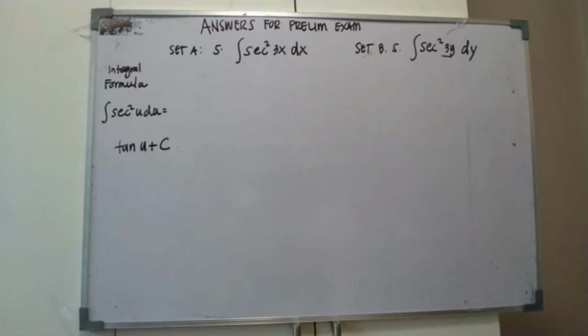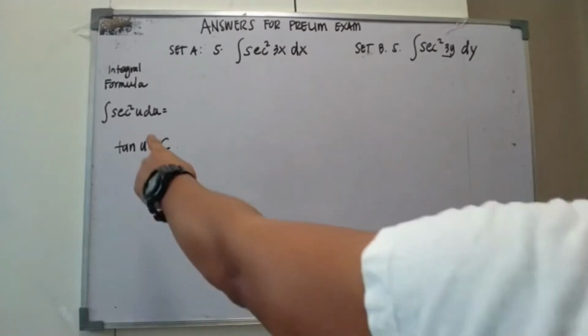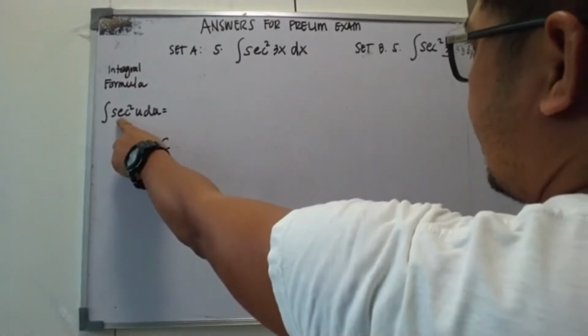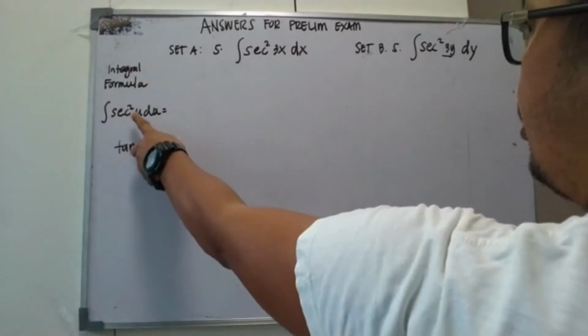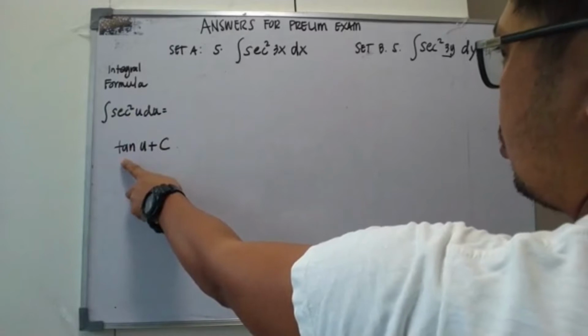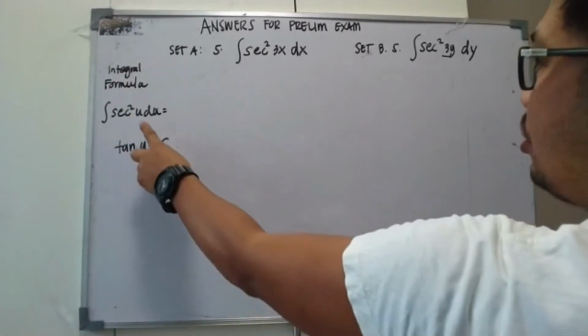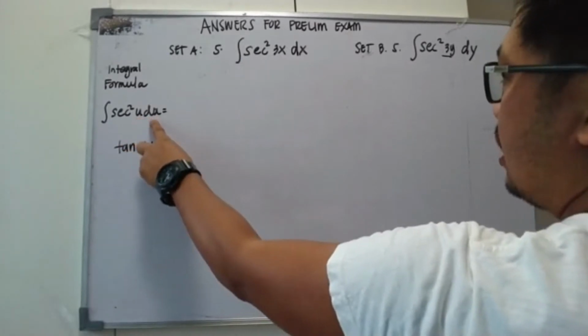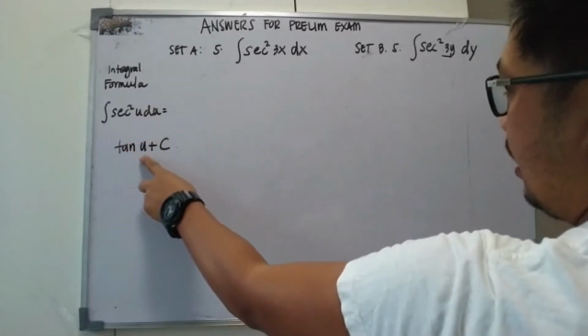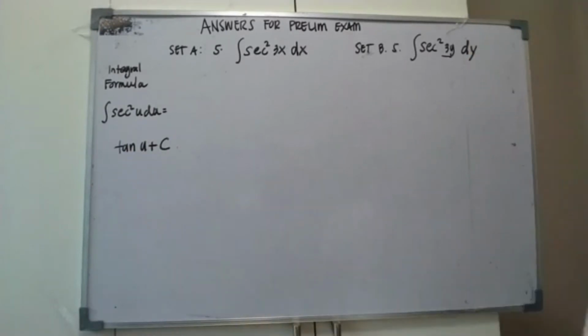So, the given has a direct value of integration in our trigonometric formula. The integral of secant squared of u du is equal to tangent of u plus c. So, we just need to determine what your u is and what your du is. Then proceed by substituting into the value of tangent of u plus c.